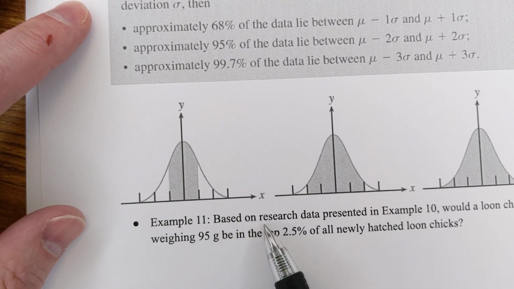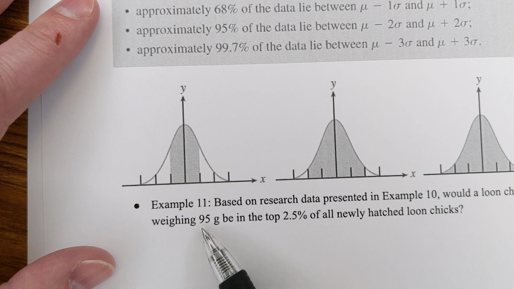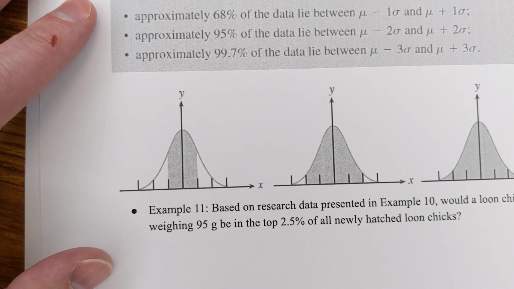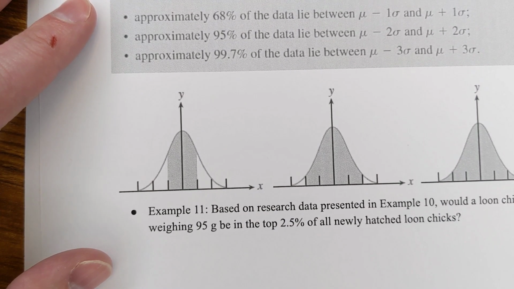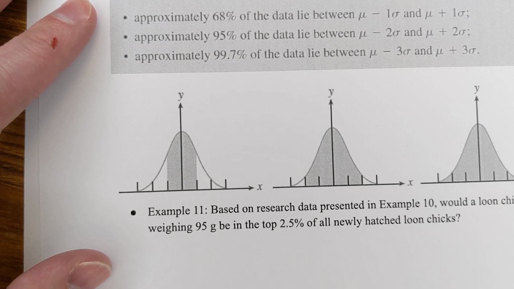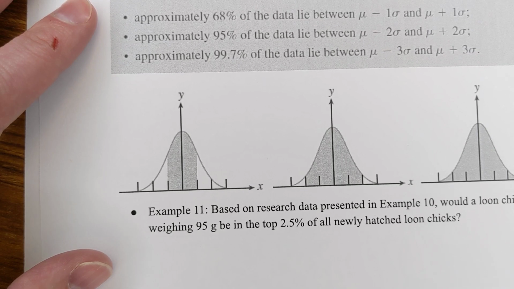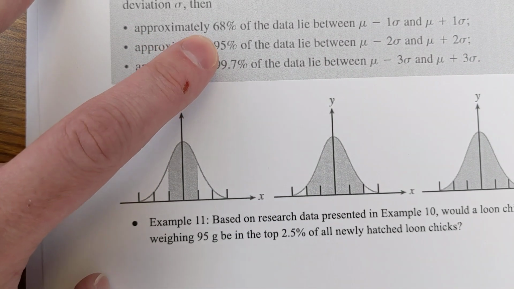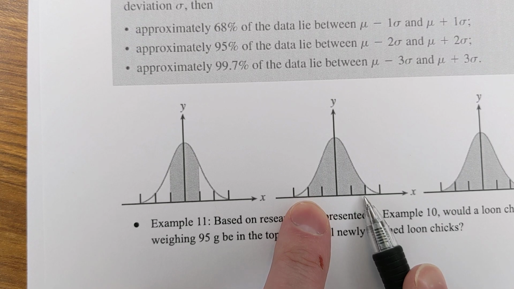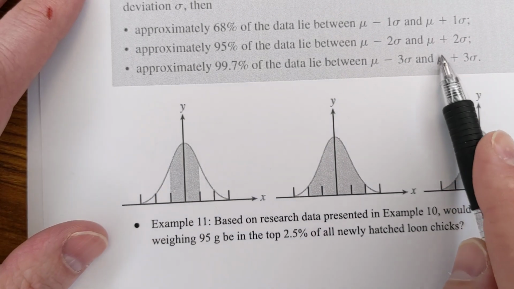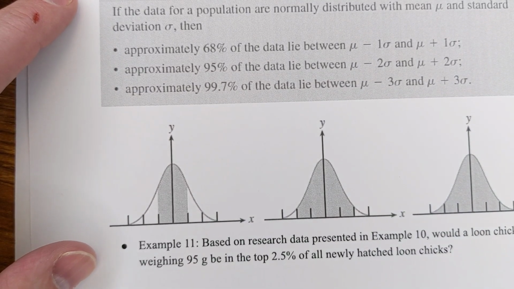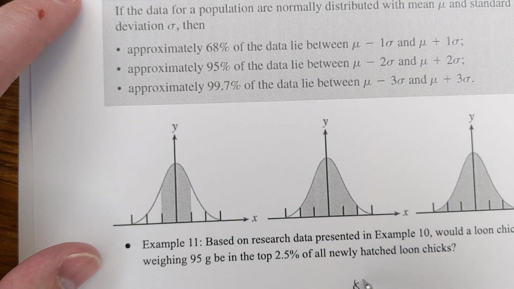So example 11, based on the research data presented in example 10, would a loon chick weighing 95 grams be in the top 2.5% of all newly hatched chicks? So let's see here. Okay. So top 2.5% would be, I want to find the 95%, because if 95% of the data lie in between, that means there's 2.5 in the top and 2.5 in the bottom. So it has to be more than this number, average plus 2 sigma. So my average was 87.2, plus 2 standard deviations, which was 3.56.